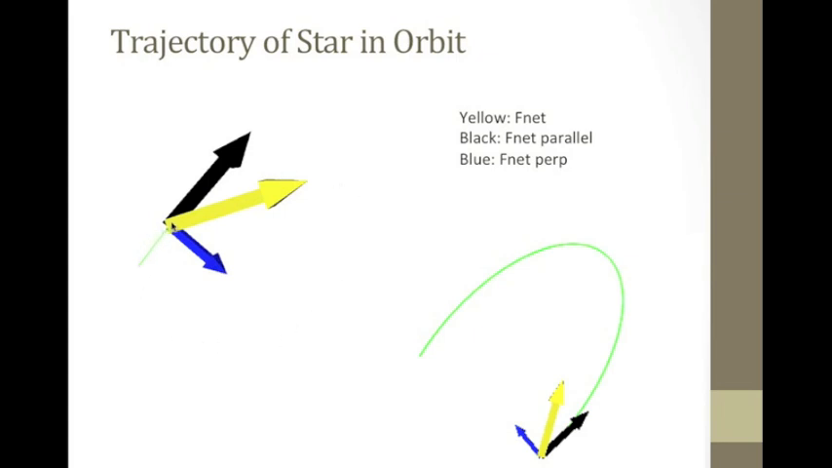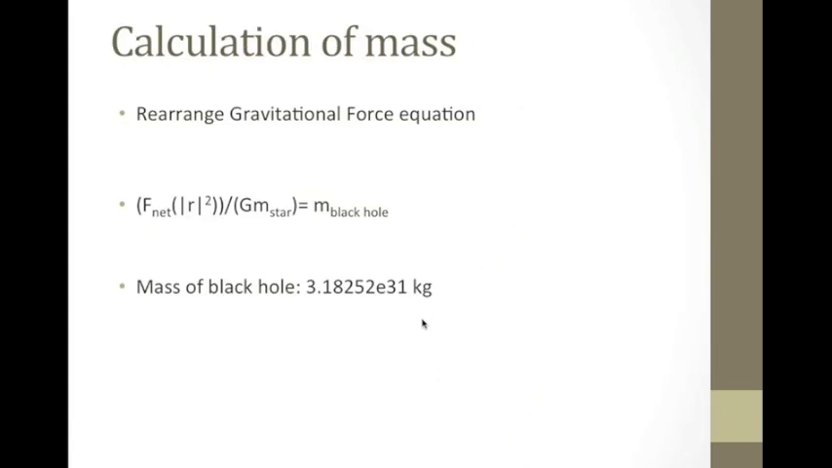And here the yellow arrow is the F net, which points directly to the star, since the F net equals F gravity and it points directly to the black hole. And the black arrow is F net parallel, and blue arrow is F net perpendicular. Here's the trajectory a little later in time. It's circled the black hole, and then of course it's slowing down because it's past the black hole and it's still turning towards the kissing circle.